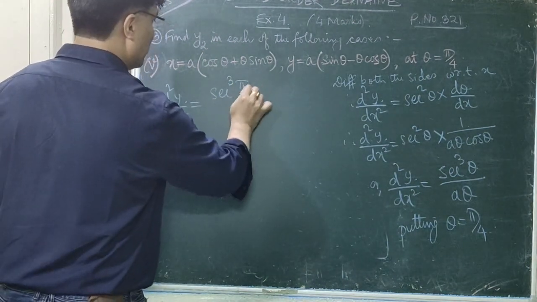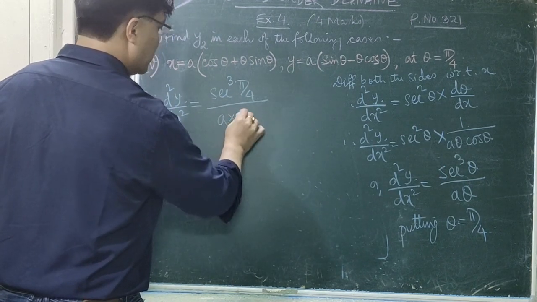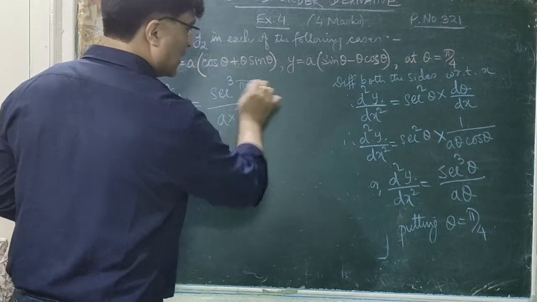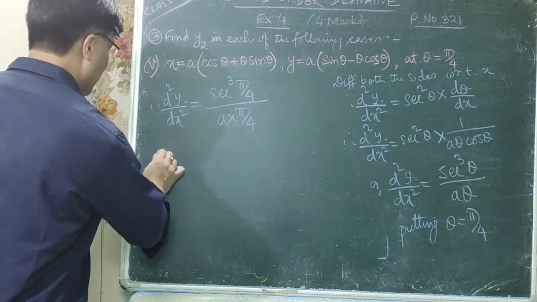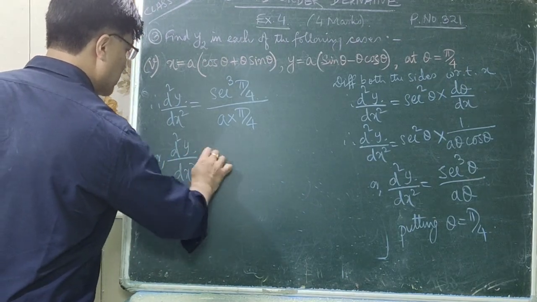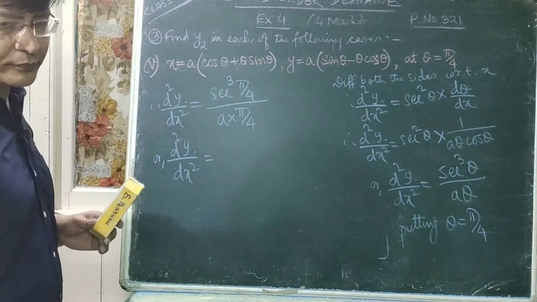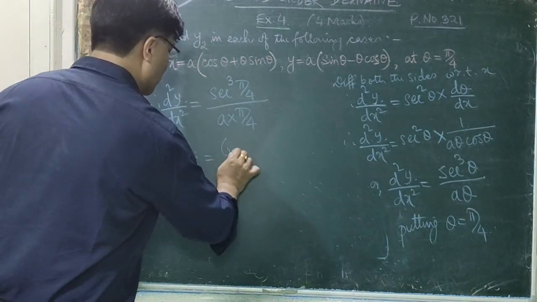theta, which is pi by 4, divided by a into theta again, what is theta? Pi by 4. You put theta is equal to pi by 4 here. Now you have to simplify it. So d2y by dx square is equal to, what is sec pi by 4? You know cos pi by 4 is 1 by root 2. So sec pi by 4 is root 2.